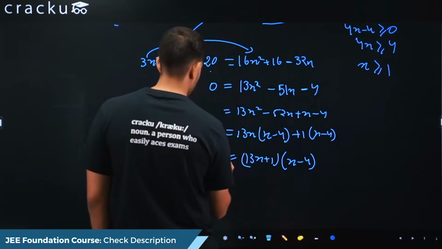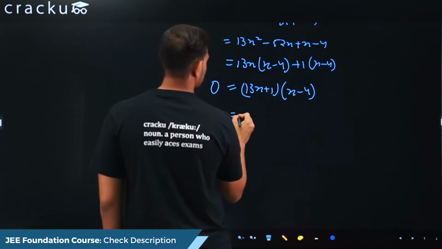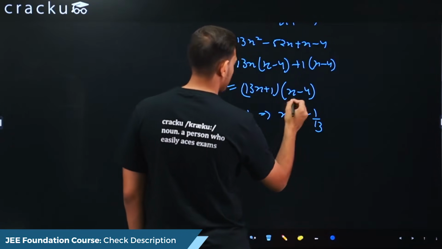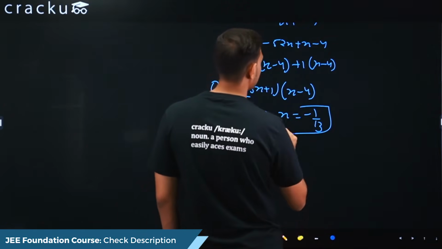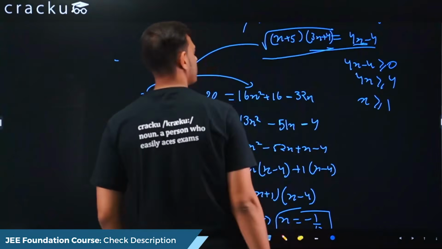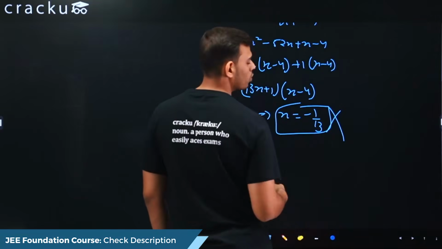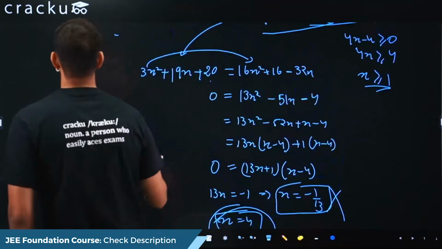Now the two values that I can get of x from here are x equals minus 1 by 13, and x minus 4 equals 0 gives x equals 4. But we already clarified that x should be greater than or equal to 1. So x can never be negative or lower than 1. So the only possible solution is x equals 4.